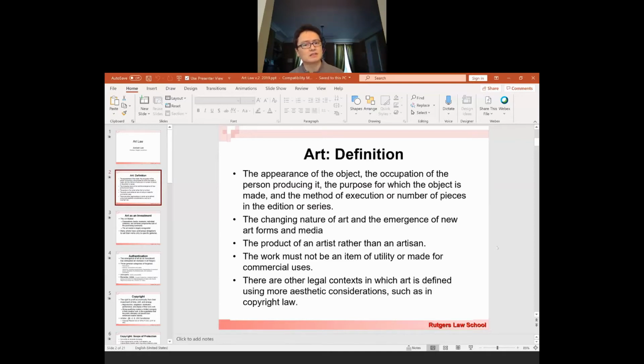And there are other legal contexts in which art is defined using more aesthetic considerations, such as in copyright law.